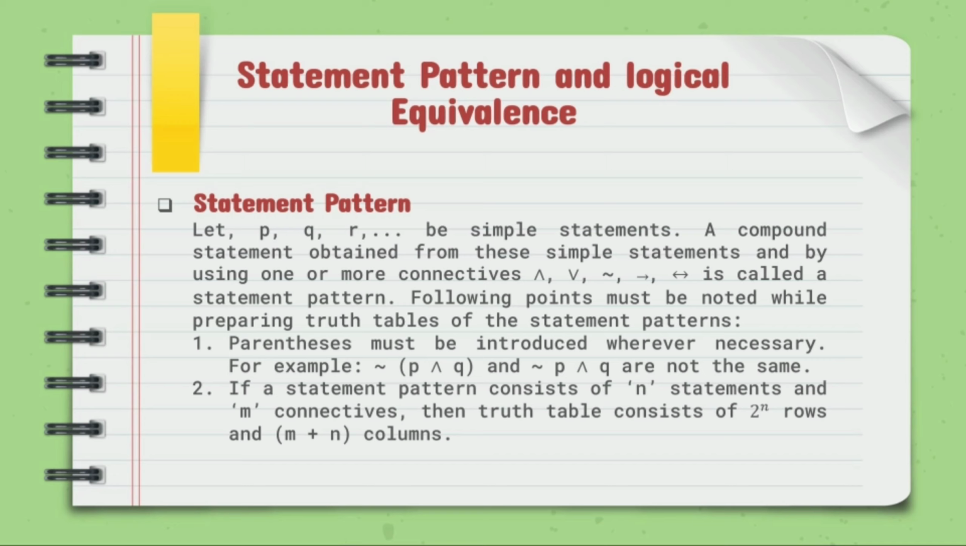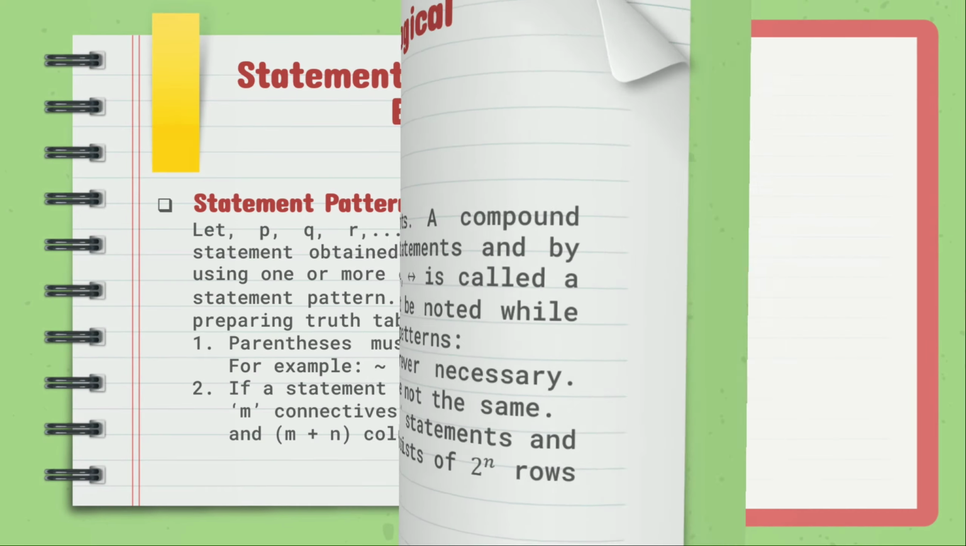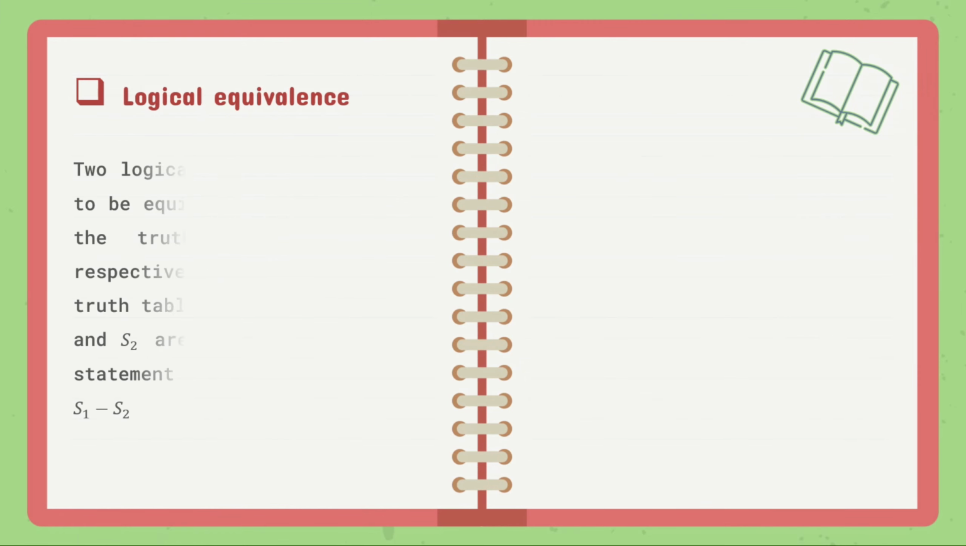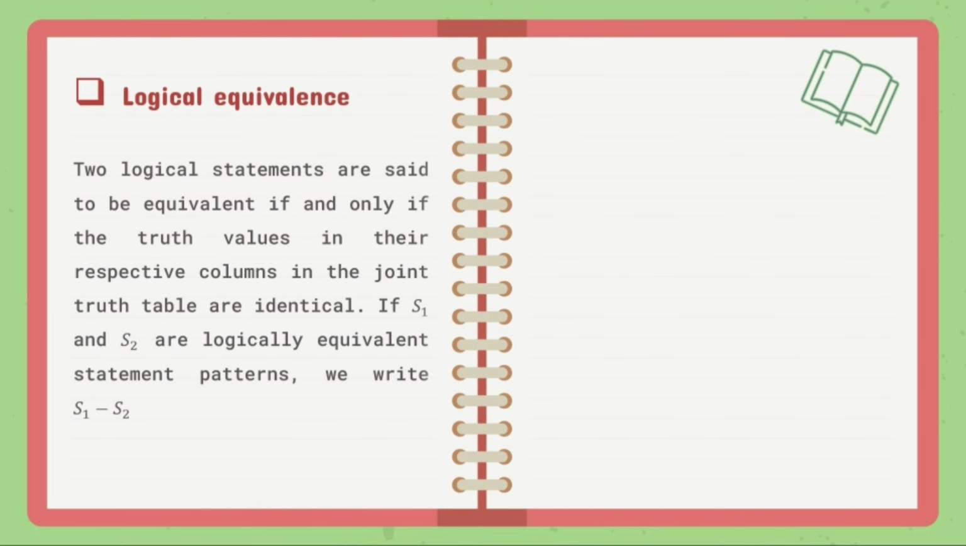Second, if a statement pattern consists of N statements and M connectives, then the truth table consists of 2 to the power of N rows and M plus N columns. Logical equivalence. Two logical statements are said to be equivalent if and only if the truth values in their respective columns in the joint truth table are identical. If S1 and S2 are logically equivalent statement patterns, we write S1 equivalent S2.